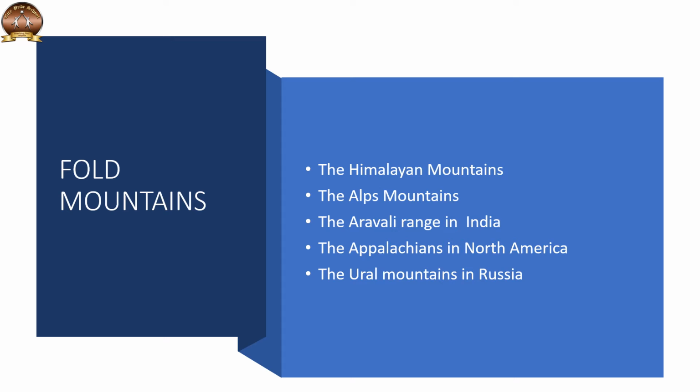The fold mountains. The Himalayan mountains and the Alps are young fold mountains with rugged relief and high conical peaks. The Aravalli range in India is one of the oldest fold mountain systems in the world. The range has considerably worn down due to the processes of erosion. The Appalachians in North America and the Ural Mountains in Russia have rounded features and low elevation. They are very old fold mountains.